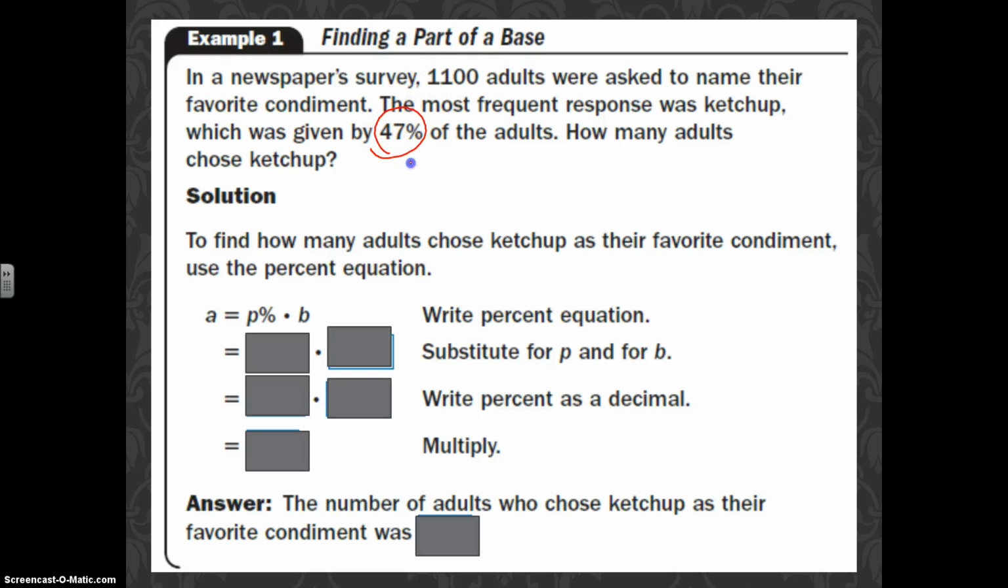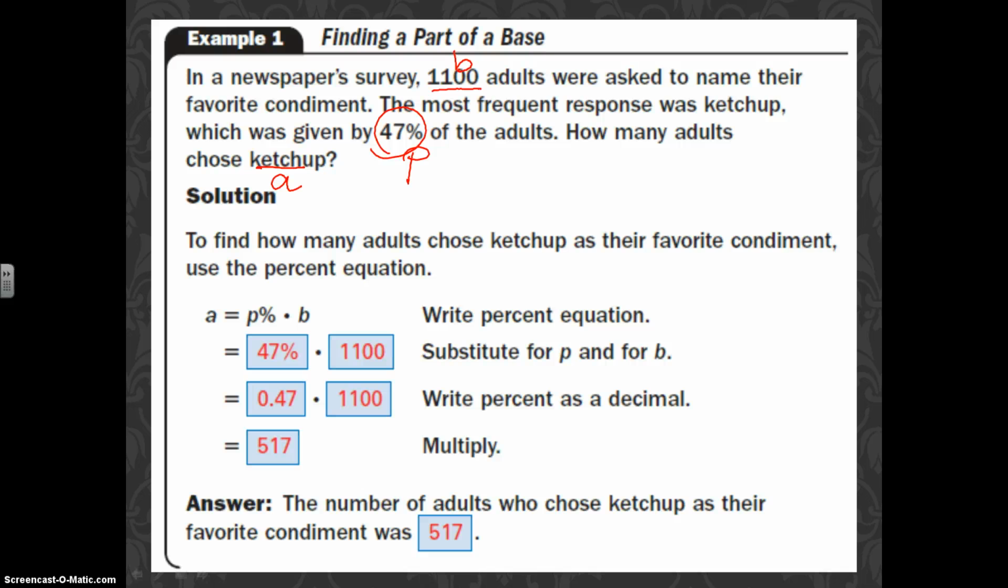Well, 47 is obviously your P. 1,100 adults were asked to name their favorite condiment. This has to be your base because that's the whole population. How many chose ketchup is your A. Substitute in what you know, change the percent to a decimal, and multiply. 517 adults chose ketchup.